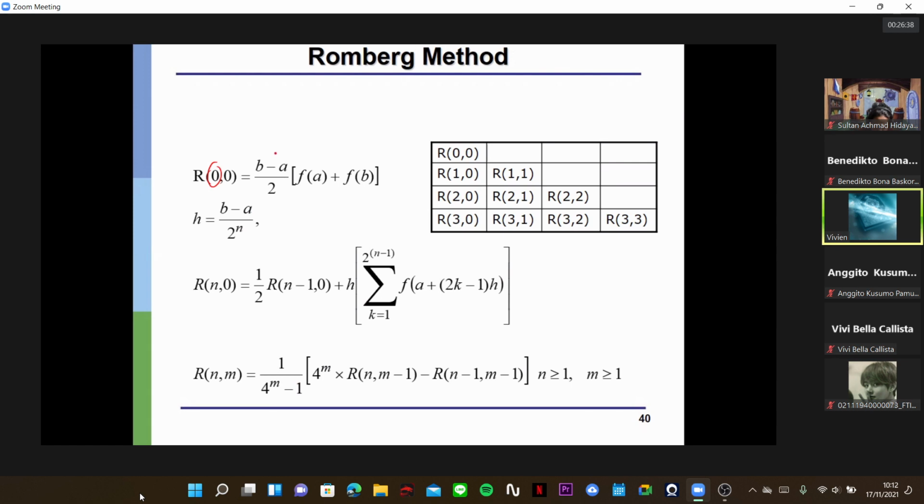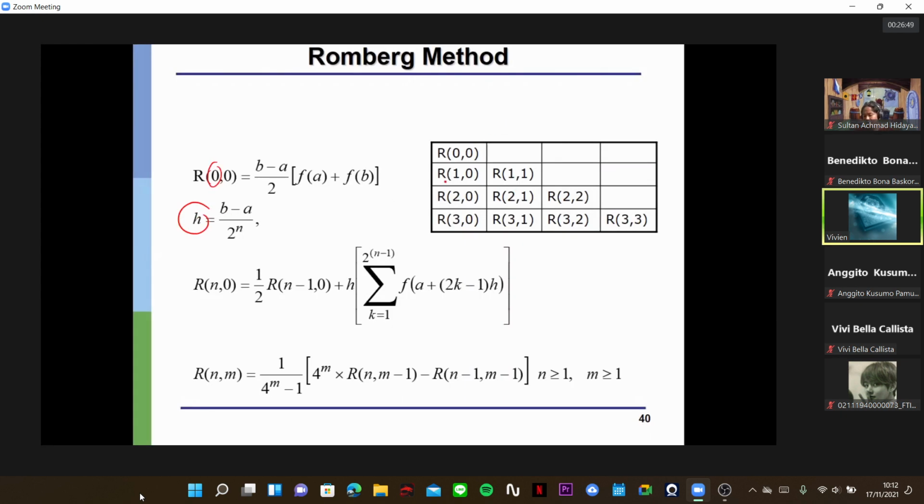So 2 to the power of 0 will be 1. It means that it will be only a single application of the trapezoidal rule. And if we use n equals 1, it means that we use 2 segments. So this is only 1 segment, a single segment.